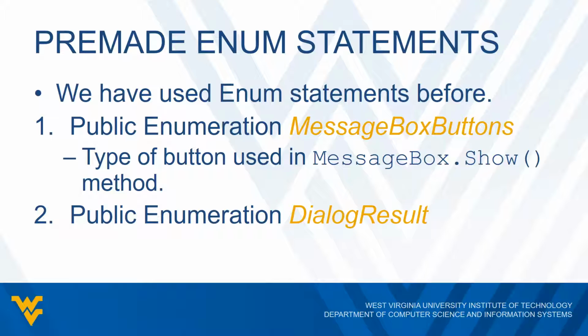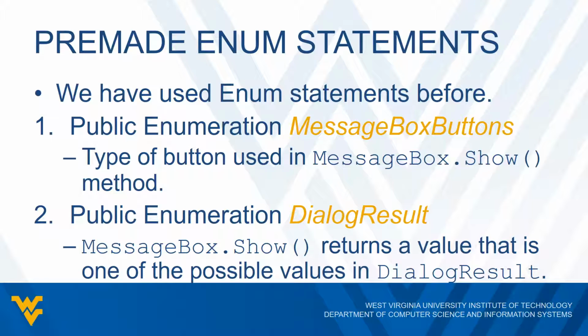The other one was the DialogResult. So this is defined as public enumeration DialogResult. If you remember, whenever we use the MessageBox.Show method, it returned a value that is one of possible values of type DialogResult. For example, yes, no, OK, cancel, and so forth. So we had a finite number of possible values that could be part of the DialogResult type, and this method returned one of those. So DialogResult is actually defined as an enumeration.